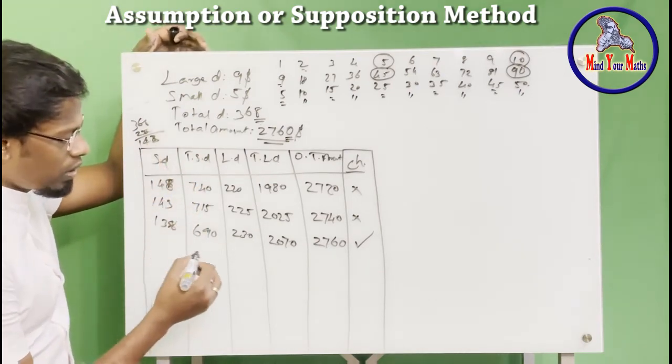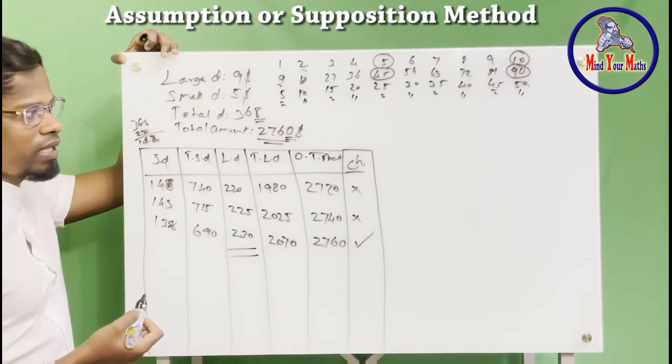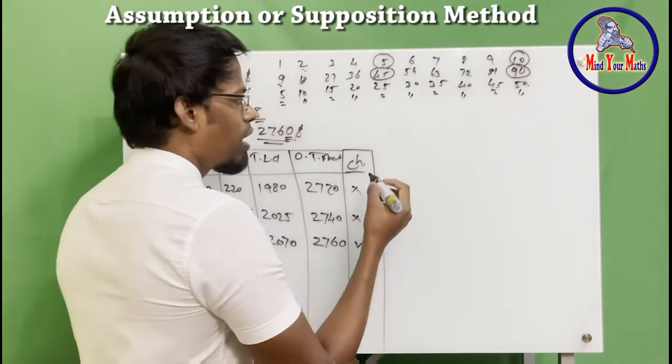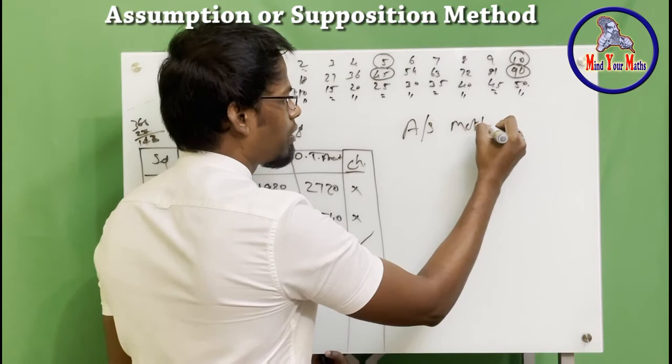So now you found how many large durians we have: 230. Now I'll show you how to solve using the assumption or supposition method.